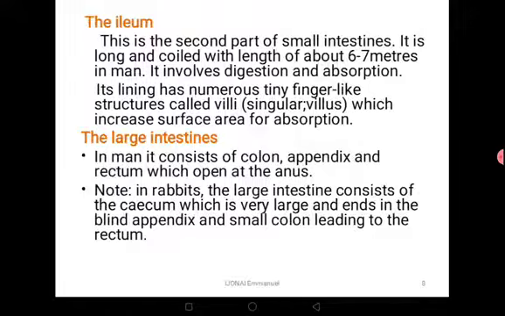Then we have the large intestines. In man, it contains the colon, appendix, and the rectum, which open to the anus. In rabbits, the large intestines consist of the cecum, which is very large and ends in the blind appendix, and small colon leading to the rectum. So in man we don't have the cecum, and even when we have the appendix, it does not perform any significant digestive role. But we have the colon and the rectum.